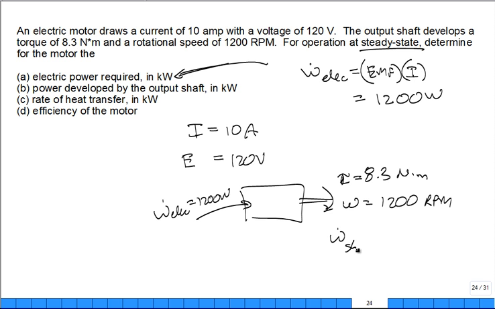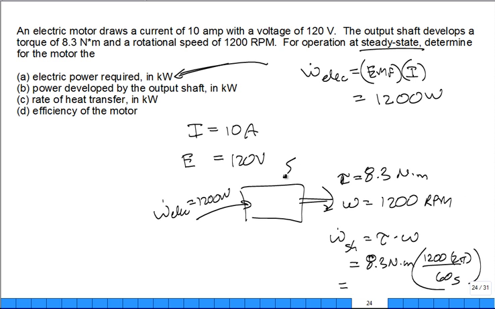W dot shaft is equal to the torque times its rotational speed. Got to get the units right. 8.3 Newton meter, and then you have 1200 times 2 pi radians per 60 seconds. Newton meter, joule, joule per second, watt. So this turns out to be something. I don't know what it is. It's less than 1200. Then you have some stray heat transfer off the hot motor.